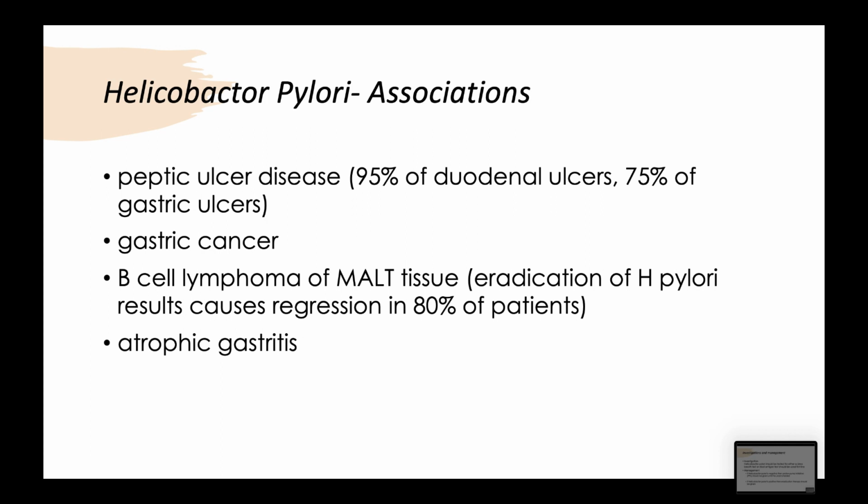Here's just some more facts about H. pylori. It is present in 95% of duodenal ulcers as well as 75% of gastric ulcers. It is also associated with gastric malignancies, and it can cause something called a MALToma or a B-cell lymphoma of the MALT tissue. And by eradicating it, it's actually a really good treatment for that form of tumor. And then you can also get something called atrophic gastritis.